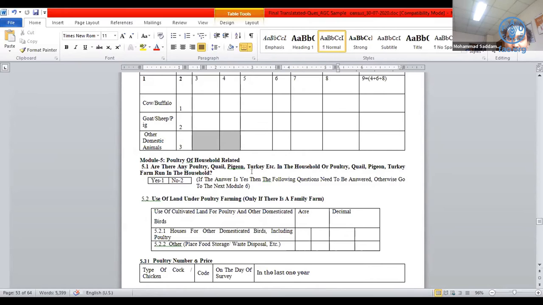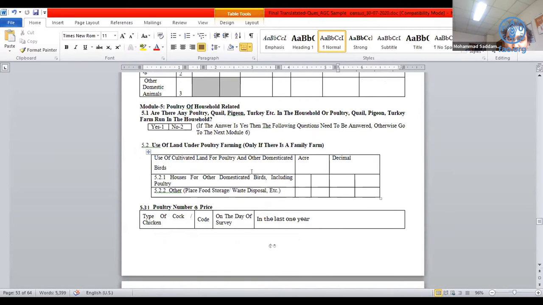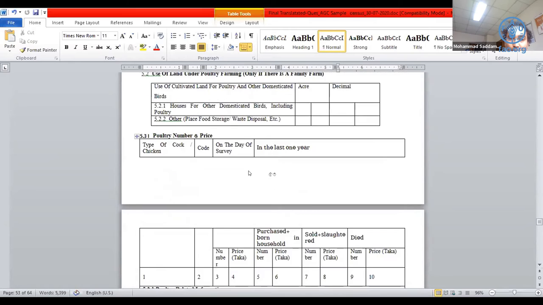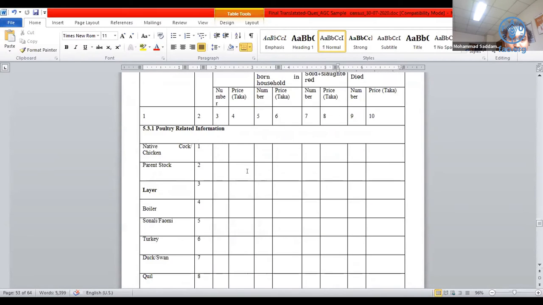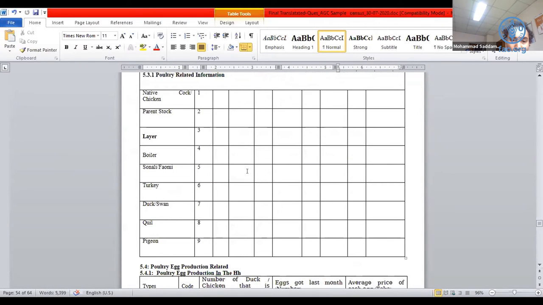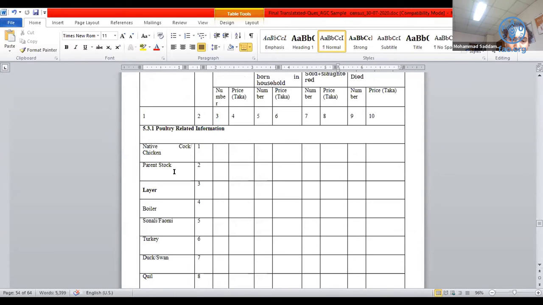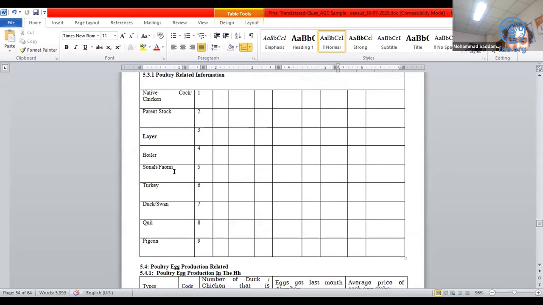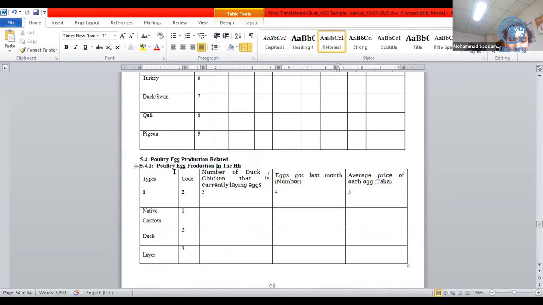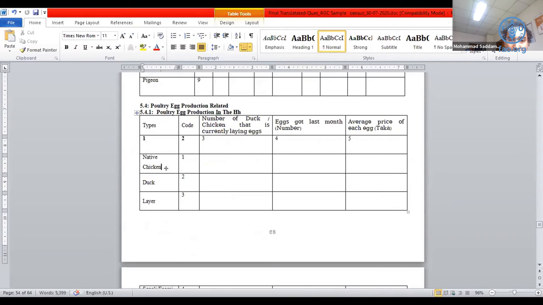And then 5.2, use of land under poultry farming, poultry number, poultry price, and poultry related information: native cock, chicken, parent stock, layer, broiler, sonali, farmy, turkey, duck, quail. These are the different types of poultry we usually nurse, available in our country. 5.4, poultry egg production related status: the native chicken, the duck, layer, these are the different varieties of poultry. So we collected the egg production data from those poultries.